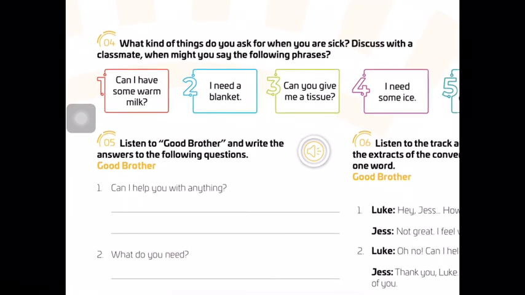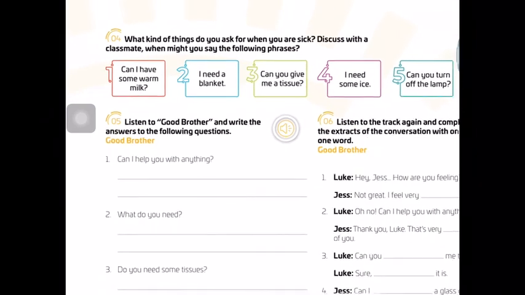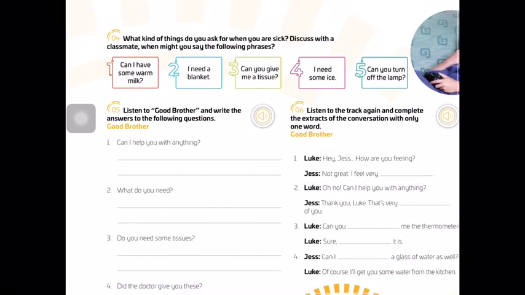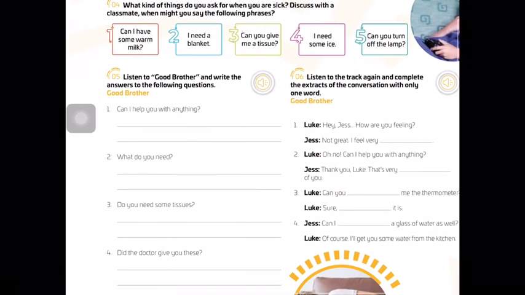Exercise 4 says, what kind of things do you ask for when you are sick? Discuss with a classmate. When might you say the following phrases? In what cases do you say these phrases? Can I have some more milk? I need a blanket. Can you give me a tissue? I need some ice. Can you turn off the lamp? These are some common expressions that people say when they are sick, when they are ill.